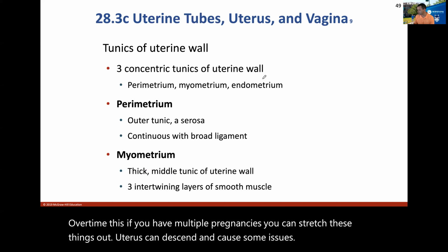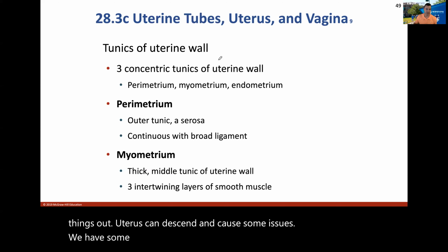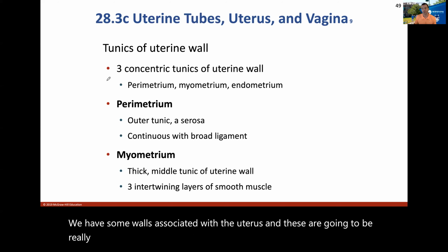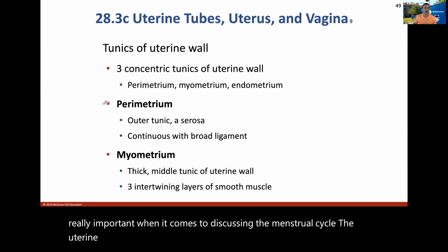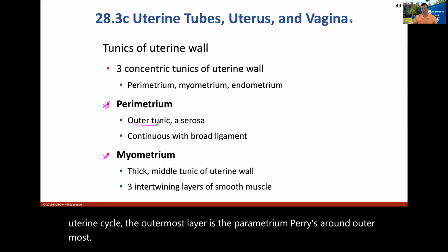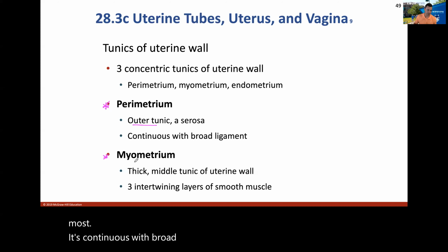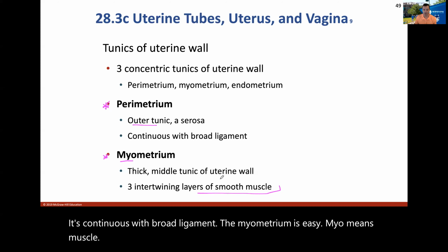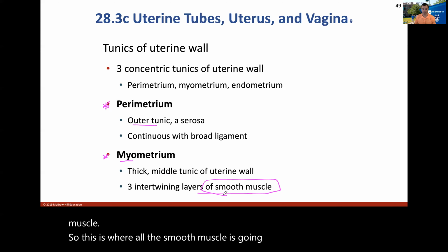We have some walls associated with the uterus, and these are going to be really important when it comes to discussing the menstrual cycle, the uterine cycle. The outermost layer is the perimetrium. Peri is around, outermost. It's continuous with the broad ligament. The myometrium is easy. Myo means muscle. So this is where all the smooth muscle is going to reside. This is the layer that's going to be contracting to help eject the fetus.